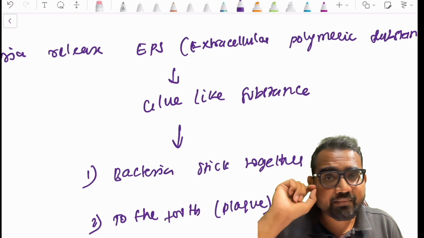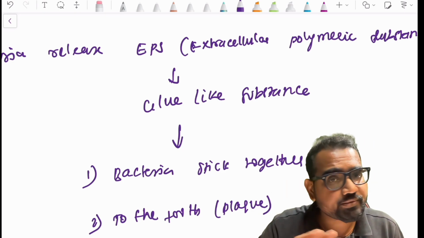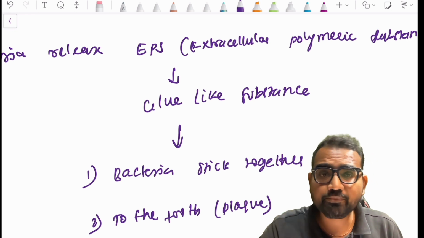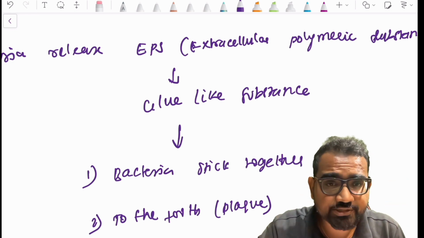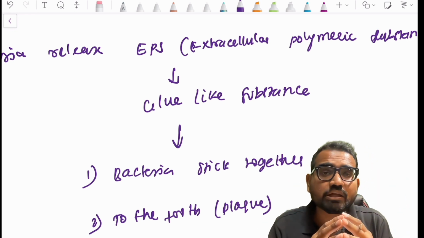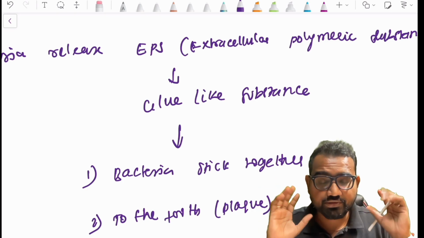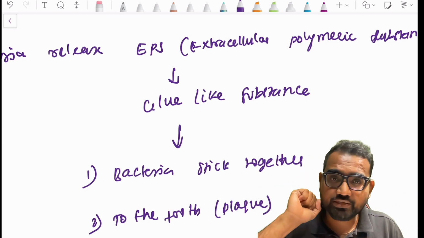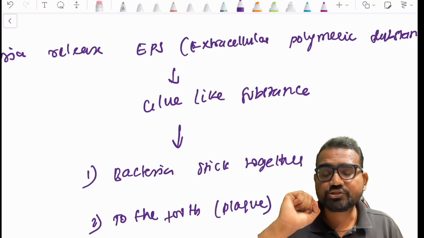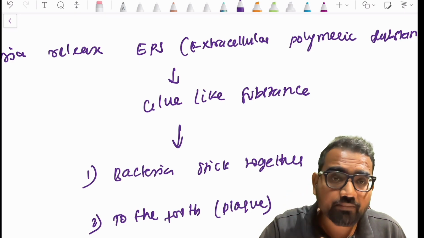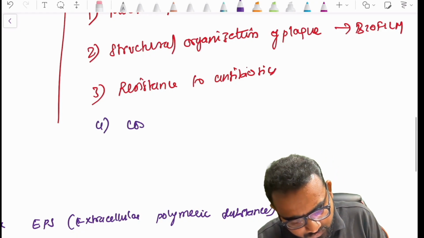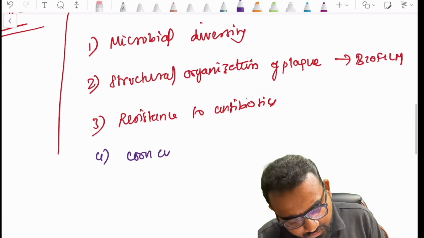So now, what are the primary colonizers? Streptococcus and Actinomyces species. Secondary colonizers will be the red complex organisms, Fusobacterium nucleatum and Capnocytophaga species. So they stay together with the help of extracellular polymeric substances. Another important thing is that this co-aggregation is responsible for the formation of what is called the corn cob appearance.